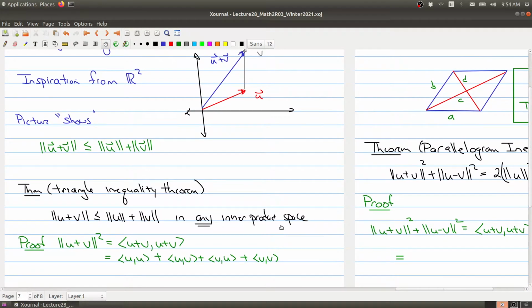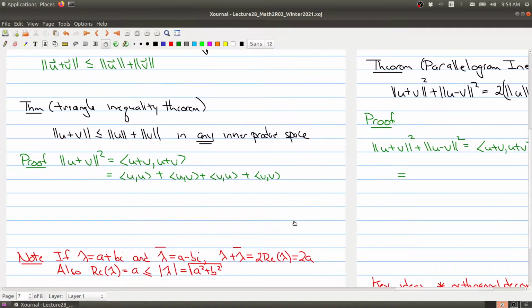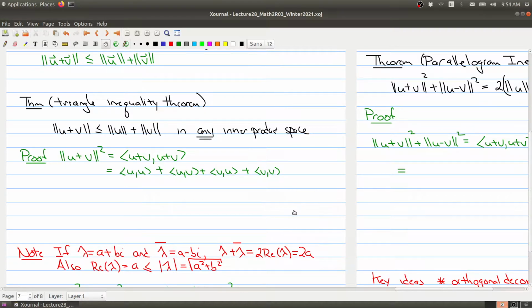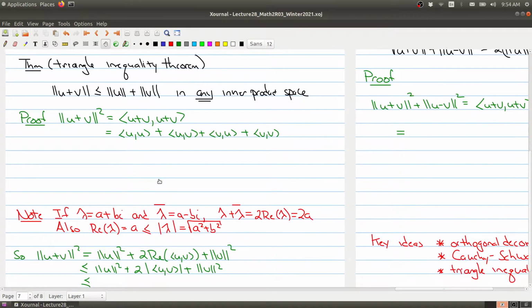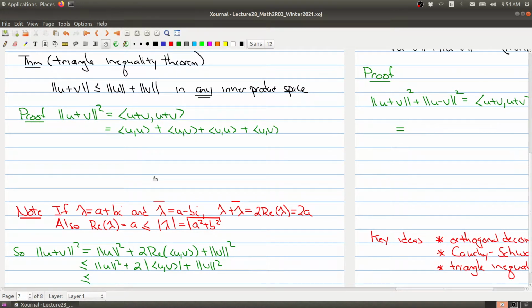Now this looks like something special about R2 and using length in R2, but it turns out that this is actually what's called the triangle inequality theorem, which means that it's true for any inner product. So the norm of the sum of two vectors is less than or equal to the sum of the two norms. And let me walk you through the proof of that.